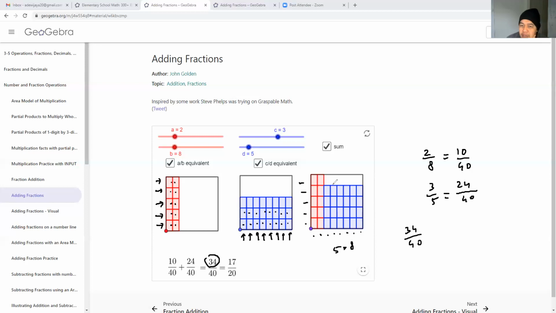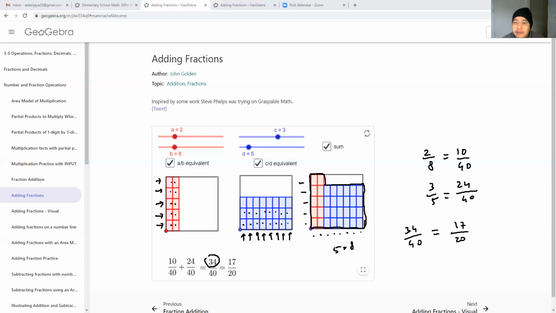Again, this gives you a visualization. The total of this addition will just be the total of these rectangles, right? And later, if you want, you can simplify this. Basically you can just divide the numerator and the denominator by the same number. For example, if you divide them by 2, you'll get 17 on 20, right?